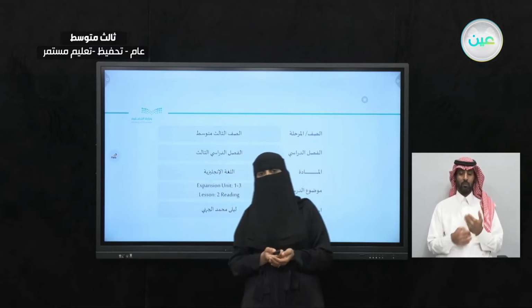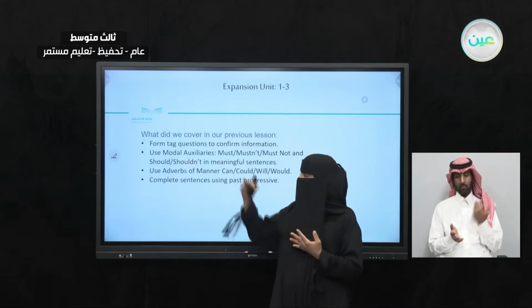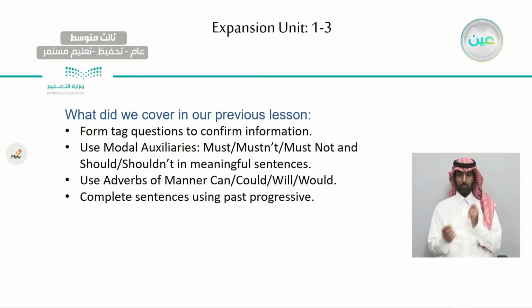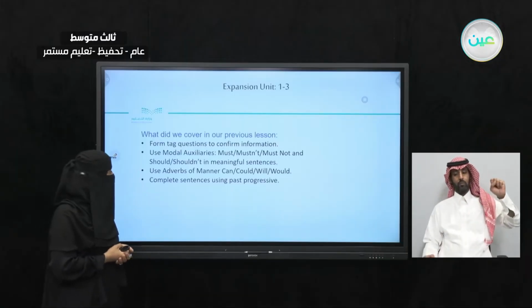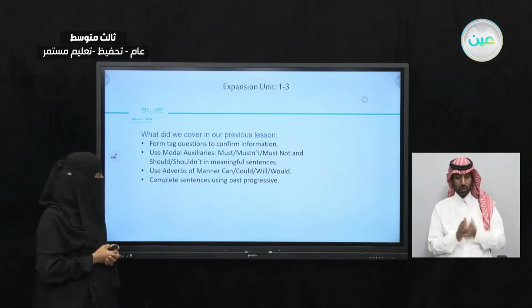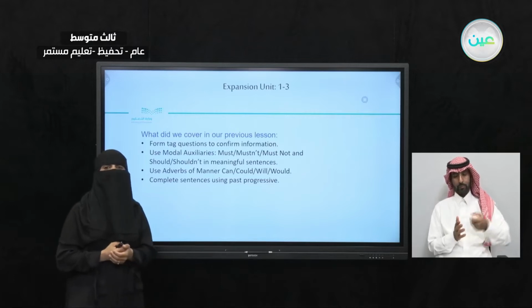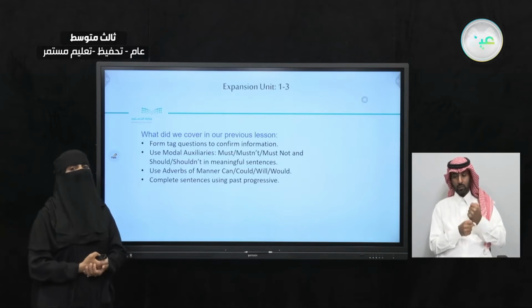Before we start the lesson, let's recall what we covered in our previous lesson. In our previous lesson, we covered these objectives. We formed tag questions. We practiced how we use tag questions and how we use modal auxiliaries, the difference between must, mustn't, should and shouldn't. Also, we used adverbs of manner, can, could and may, and we completed sentences using past progressive and the difference between past progressive and the simple past.